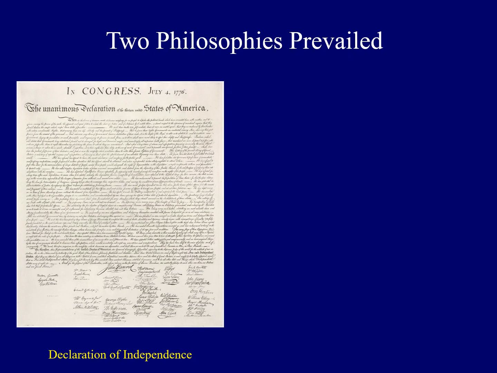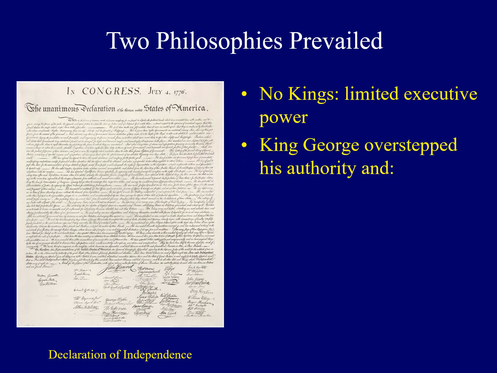The other philosophy that united them was their rejection of the king. They did not want a king. They wanted executives like a president, and that eventually evolved, but they wanted someone with limited executive power. Their fear was that one individual would attempt to dominate them and to take away their rights.